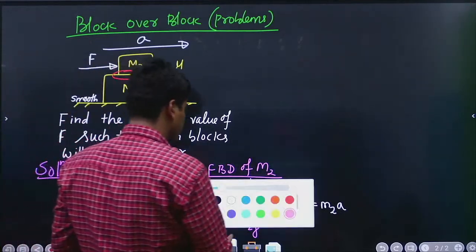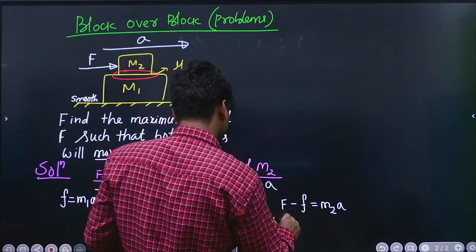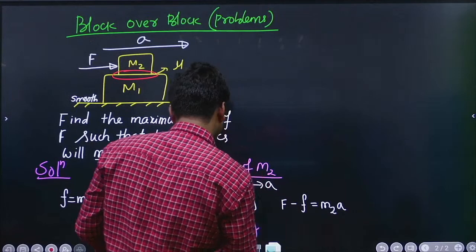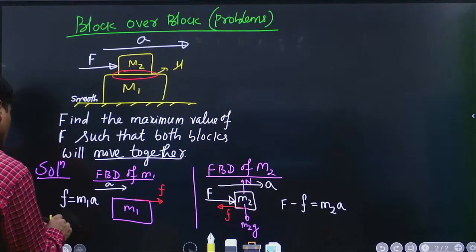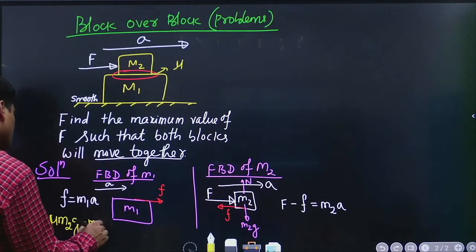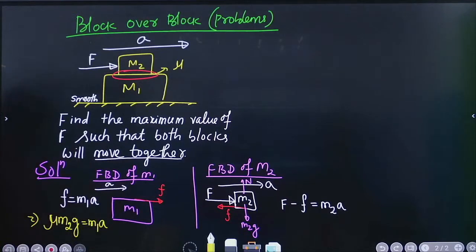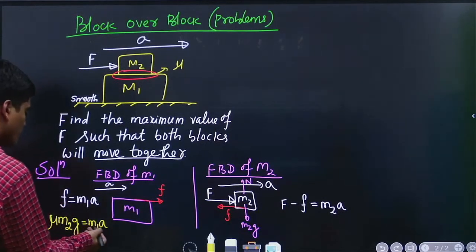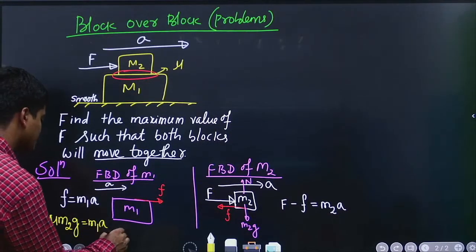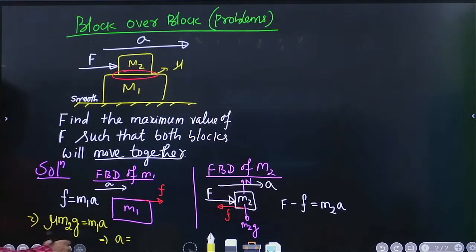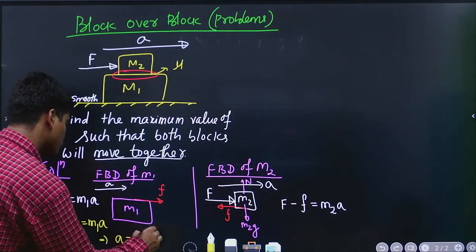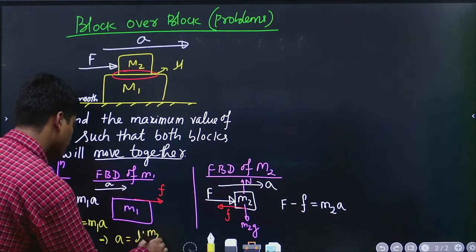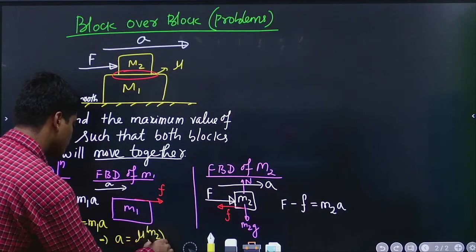Here you just write first. What is your F? Now your F is nothing but mu into M2 into G, equal to M1 into A. Now from here, M1 and M2, nothing will get cancelled. You find just the acceleration value. What is the acceleration coming? Tell me. The acceleration coming is mu M2 by M1 into G.